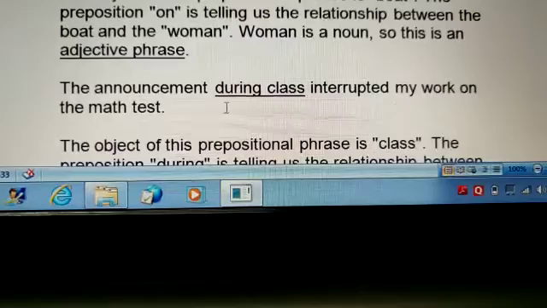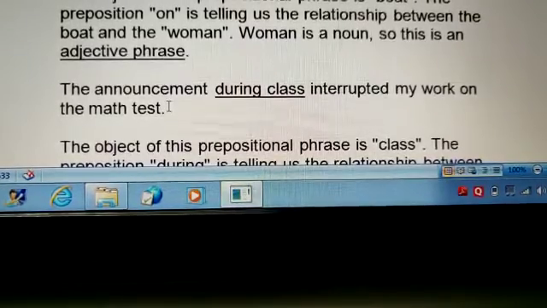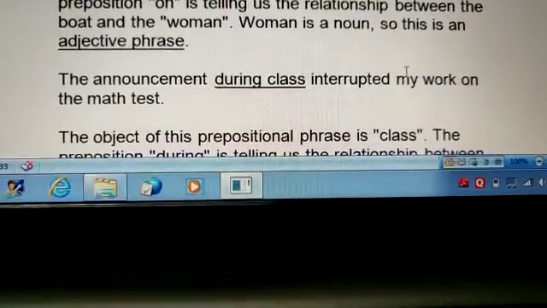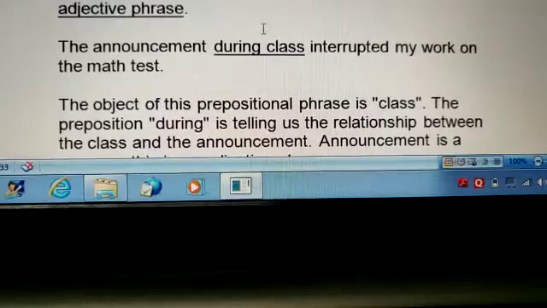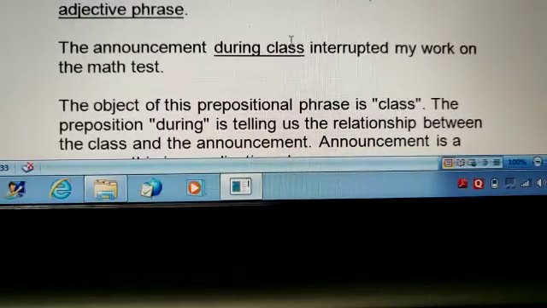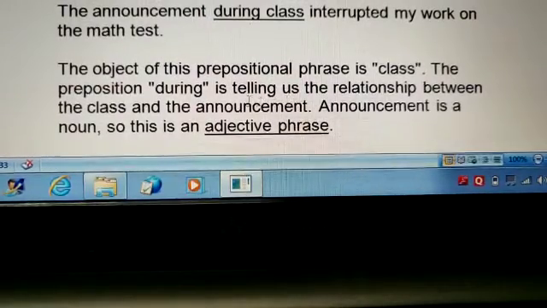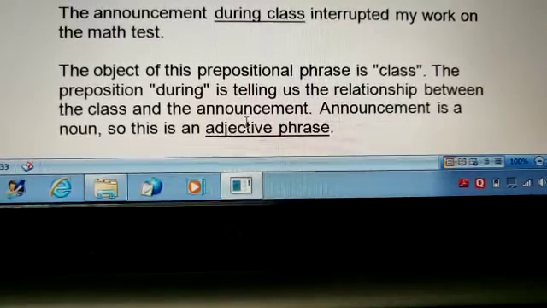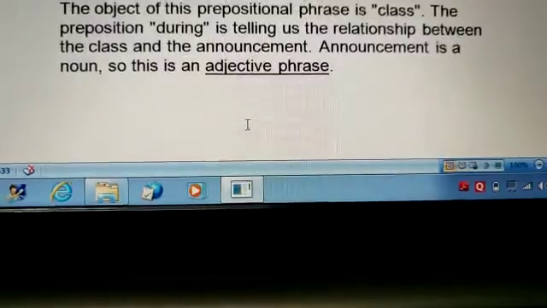So what is the relationship it is showing between the announcement and the verb? This is the prepositional phrase. So the announcement over here is the subject as well as it is a noun. So the object of this prepositional phrase is class. So what is the object over here? Class. The preposition during is telling us the relationship between the class and the announcement. Announcement is a noun, so this is an adjective phrase, right? So this much is clear.